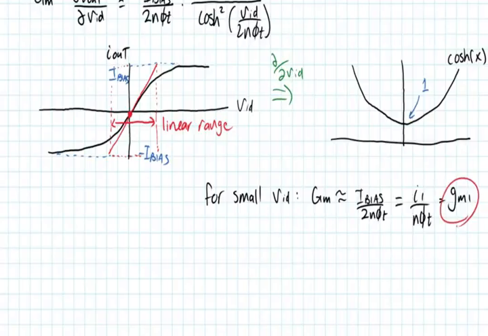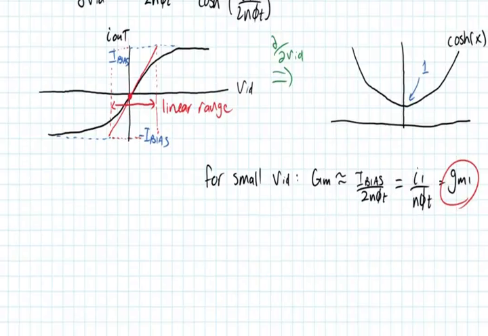So after all that analysis, the end result is that the transconductance of our single-ended output differential amplifier is just the transconductance of our original device. Okay.